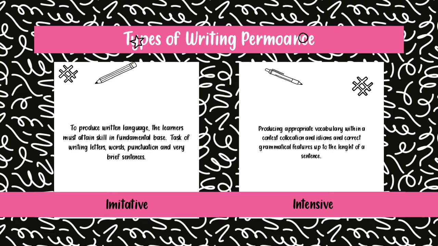The third point is about types of writing performance. There are 4 types of writing performance. First is imitative. Imitative is basically related to things like spelling or punctuation. It is to produce written language. The learner must attain skill in the fundamental basic tasks of writing letters, words, punctuation, and very brief sentences. Imitative performance is more suitable for elementary school.